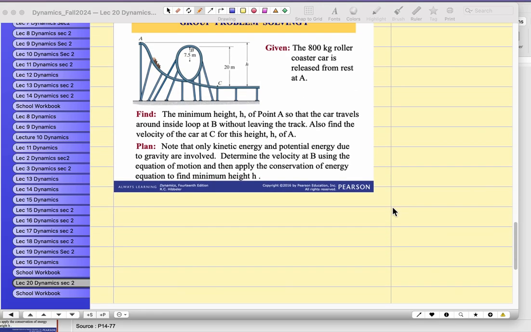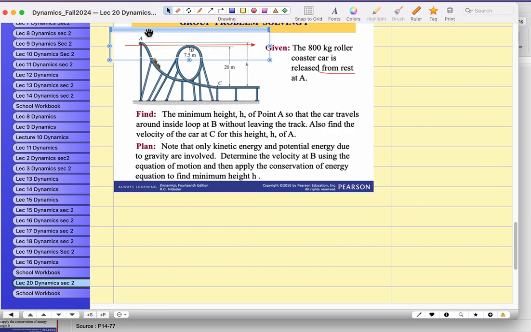So an 800 kilogram roller coaster car is released from rest. At this location, I'm going to mark this as my datum line. When the car is over here, it means the potential energy is 0 according to this datum line.